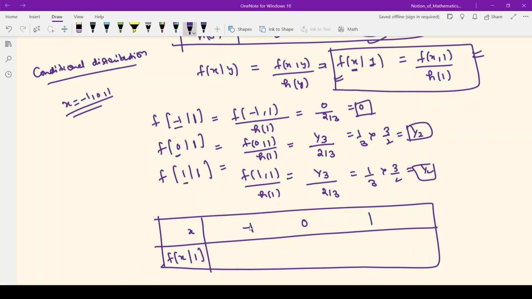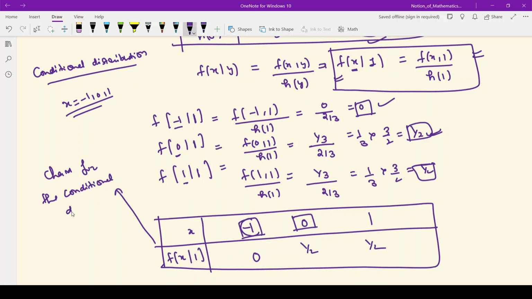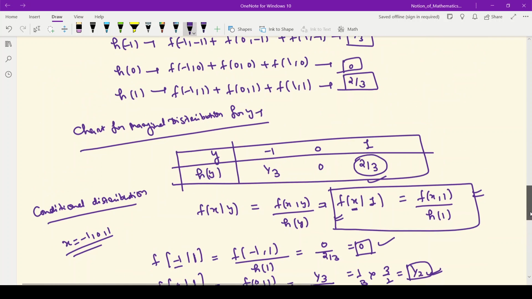When x is minus 1, the value here is 0. When x is 0, the value of this conditional distribution is 1 by 2, and when x is 1, the value of this conditional distribution is 1 by 2. So what I want to say, this is the chart for the conditional distribution, and that conditional distribution is f of x given 1. That's it. So this is all about this particular first question.